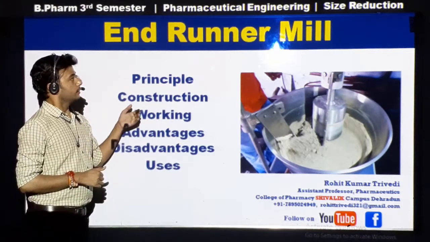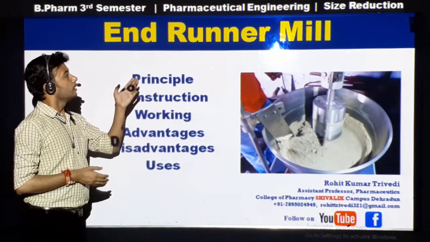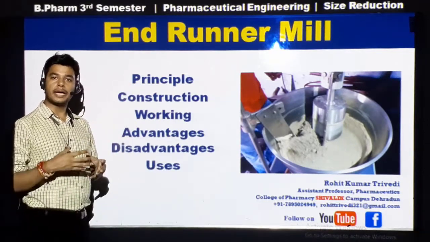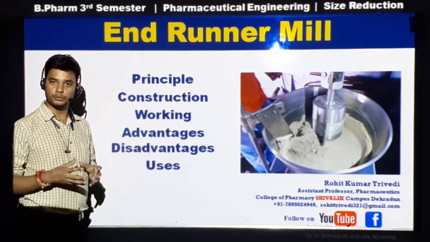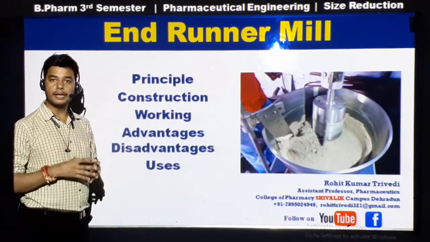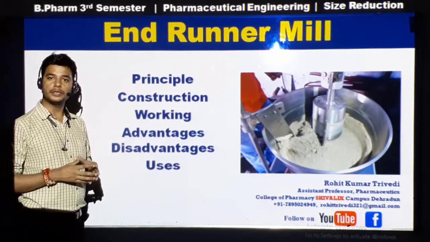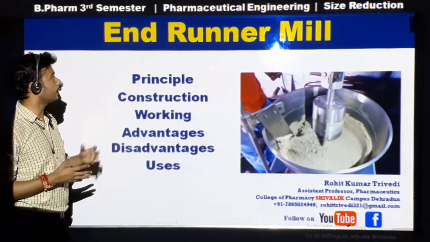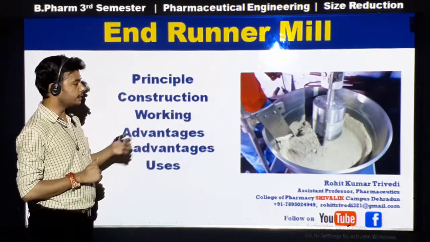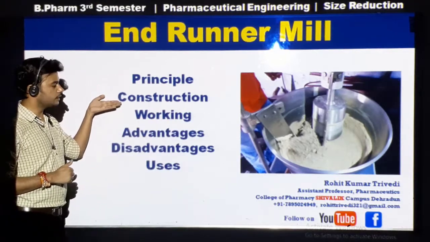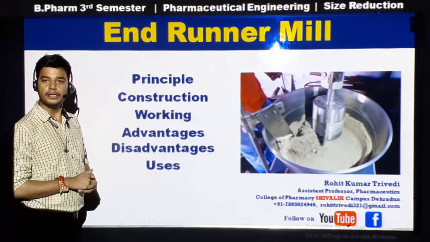Currently we are studying the very first unit of pharmaceutical engineering, that is size reduction. We have already discussed many aspects of size reduction and many machineries for size reduction. You can get all those videos on my YouTube channel, Rohit Kumar Trivedi. Today we will start another mill that is used for size reduction, and the name of the mill is end runner mill. It has a simple structure, and in this lecture we will be covering the principle, construction, working, advantages, disadvantages and a few uses of the end runner mill.